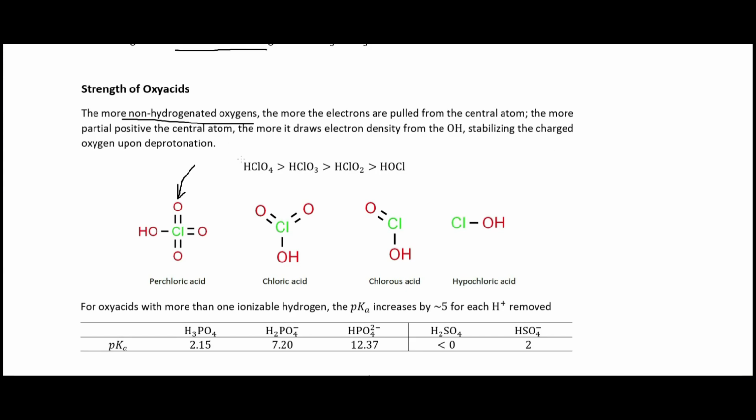So, for instance, with this perchloric acid, if we lose this hydrogen here, the charge that we would end up with on this oxygen here is pulled away from it, and so it stabilizes that negative charge on it. Whereas if we go down to the hypochlorous acid, if we lose this hydrogen here, there is less stabilization of the charged oxygen, and so we see this decreasing in acidity as we go from the perchloric acid to the chloric acid to the chlorous acid to the hypochlorous acid.